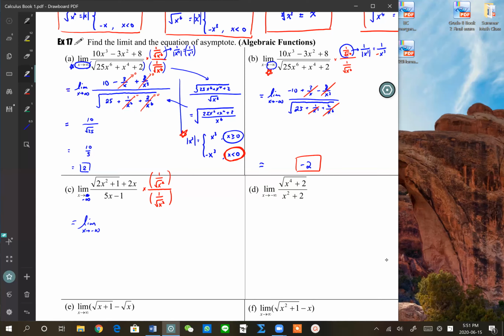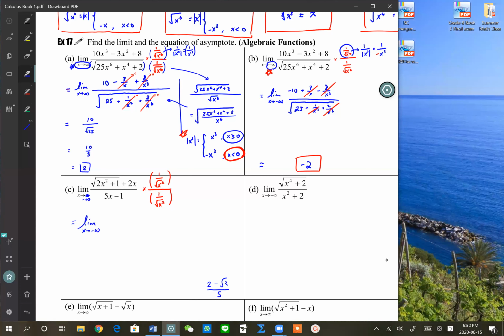What's your answer look like? Okay, I got 2 minus root 2 over 5. Oh, over 5? Yeah. So I had that, but I was trying to figure out if I did something wrong because I didn't know if that's legal. Yeah, it's possible. Anyone else? Raise your hand if you finished.